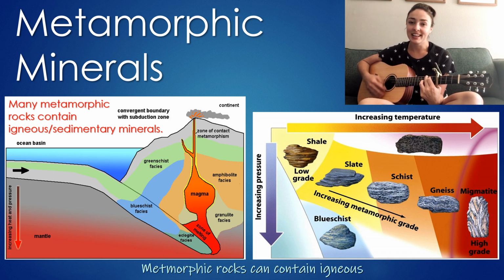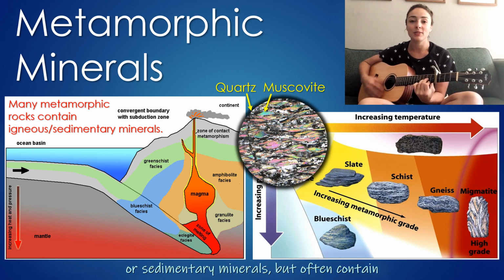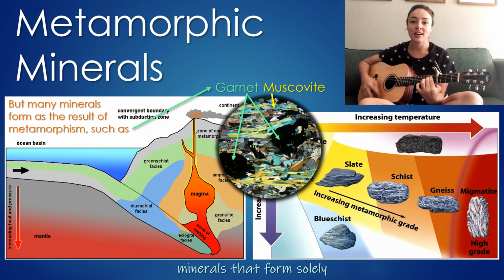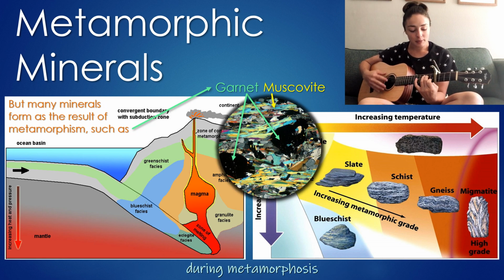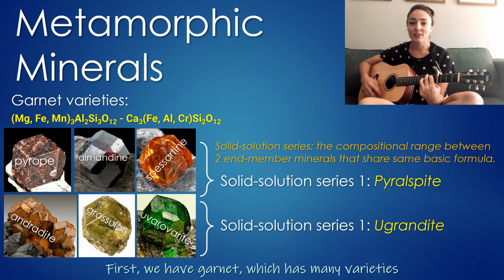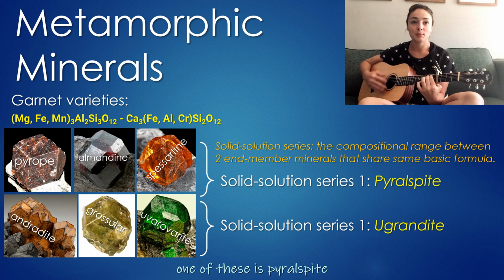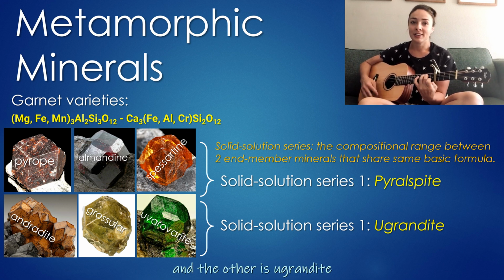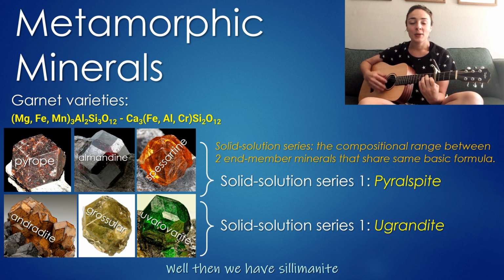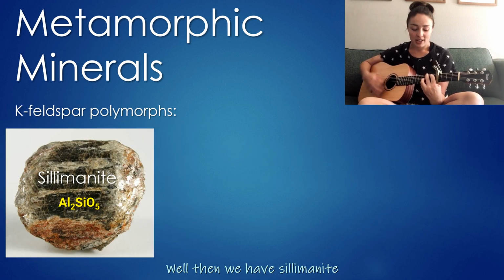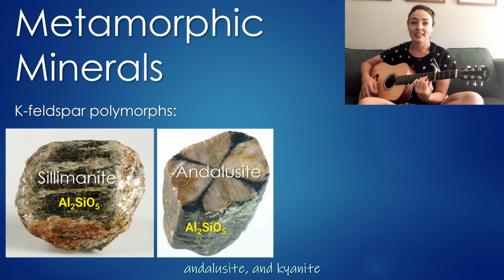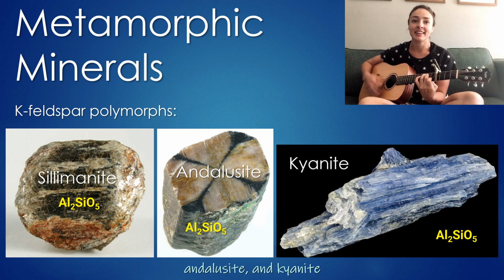Metamorphic rocks can contain igneous or sedimentary minerals, but often contain minerals that form solely during metamorphosis. First we have garnet, which has many varieties, which are called solid solution series. One of these is pyrope, and the other is uvarovite. Well, then we have sillimanite and leucite and kyanite, which are all polymorphs of K-spar.